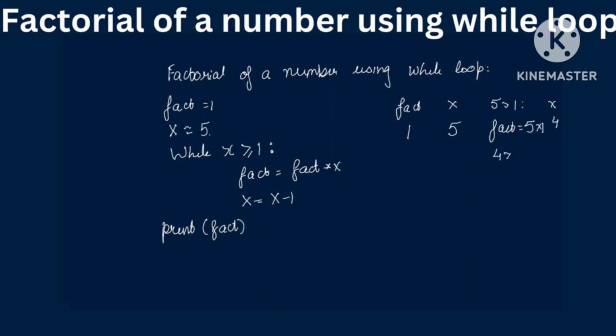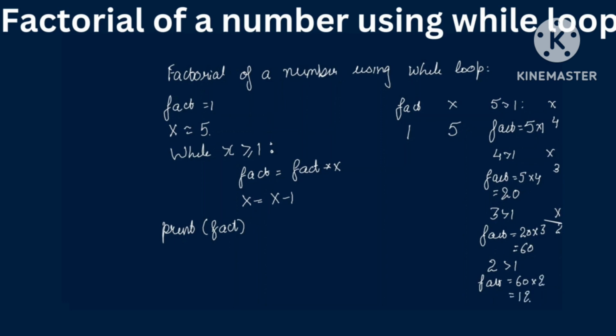4 greater than 1, true. Then 5 into 4. Fact was previously 5, so 5 into 4, 20. Next time, x will become 4 minus 1, 3. So 3 greater than equal to 1, true. Fact will become 20 multiply 3, 60. Then x is equal to x minus 1, means 3 minus 1, 2. So fact will become 60 into 2, 120. Next time x will become x minus 1.